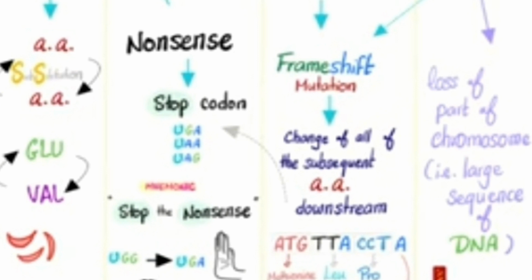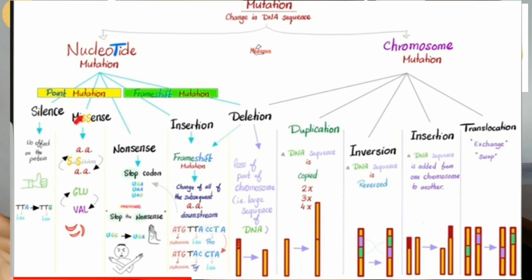In silent, which is under the nucleotide mutation, at the point mutation wing, there is no effect on the protein. For instance, if we had TTA to be changed into TTG, what then will TTA be coding for? Of course, it will be coding for leucine. And what will TTG be coding for? Of course, leucine as well. So here, there is no effect on the protein.